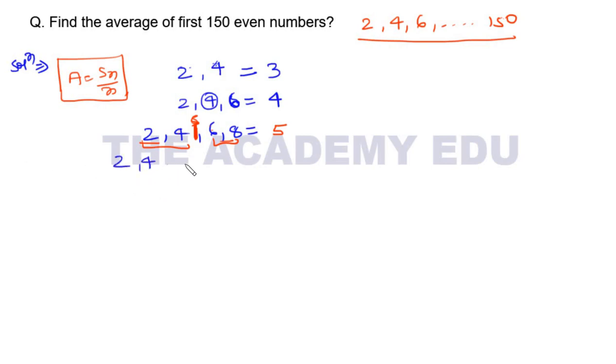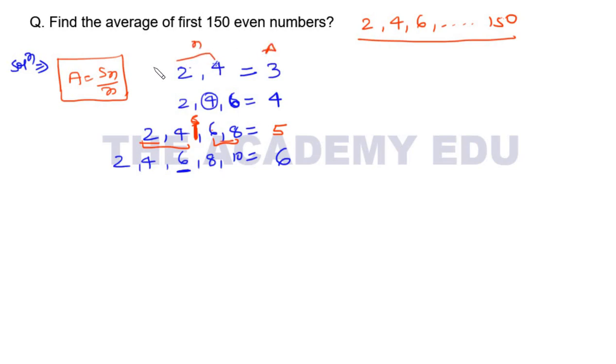Try to take one more number. 2, 4, 6, 8, 10. Now what is the average? This comes in mid. So 6 is the average. Now what I want to let you know is that, see, these are the numbers, this is the average.